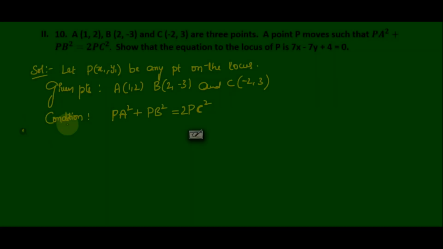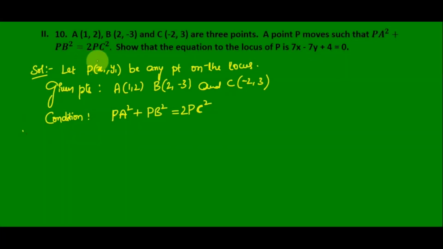Okay friends, now we'll do the last problem of this chapter, locus. That is question number 10 in section 2. See here, A 1 comma 2, B 2 comma 3 and C minus 2 comma 3 are 3 points given. And a point P moves such that the condition is PA square plus PB square is equal to 2 times PC square. Then we should show that the equation of the locus is 7x minus 7y plus 4 equal to 0.